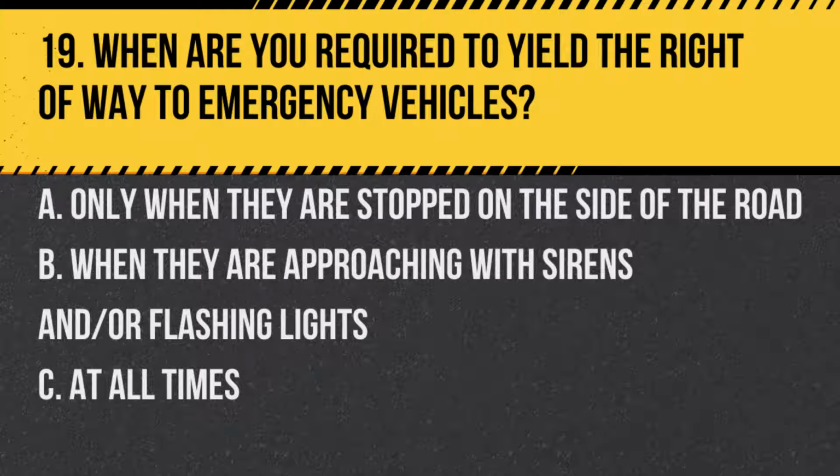Question 19. When are you required to yield the right of way to emergency vehicles? A. Only when they are stopped on the side of the road. B. When they are approaching with sirens and flashing lights. C. At all times. Answer B. When they are approaching with sirens and flashing lights. Drivers are required to yield the right of way to emergency vehicles when they are responding to an emergency with their sirens and flashing lights on.